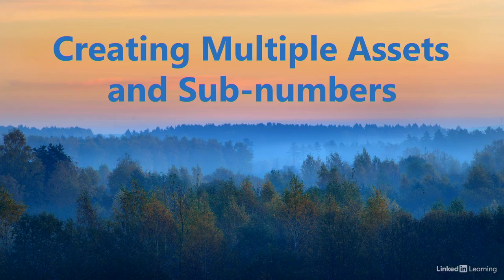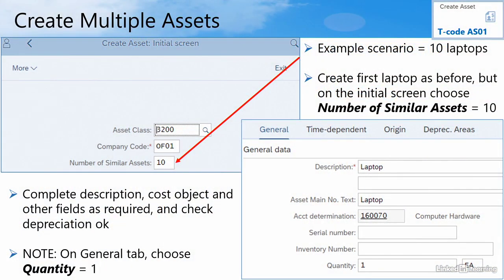In this lesson, we'll see how to quickly create several similar assets at once. To create multiple assets, it's the same transaction used to create one, but you put the number of assets that you're creating on the first screen. The assets can be similar or different, but they must all belong to the same asset class.